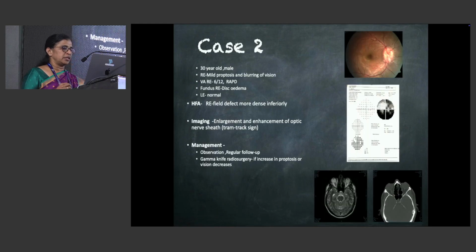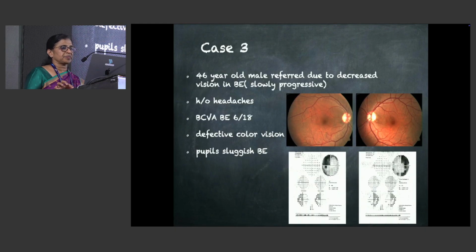Here, a 30-year-old male presented with a decrease in vision and mild proptosis. There was decreased vision in the right eye, RAPD, disc edema and optic disc pallor, and the left eye was normal. The field showed an inferior altitudinal field defect, and imaging, CT and MRI, showed enlargement of the optic nerve sheath and a tram-track appearance in the CT scan, which is suggestive of optic nerve sheath meningioma.